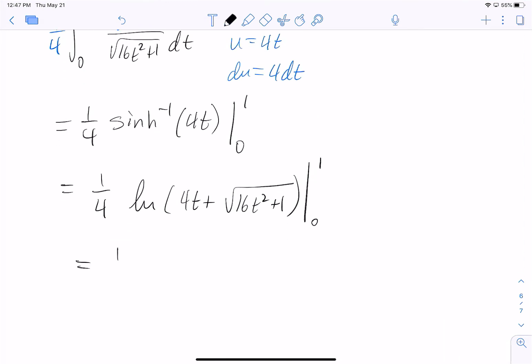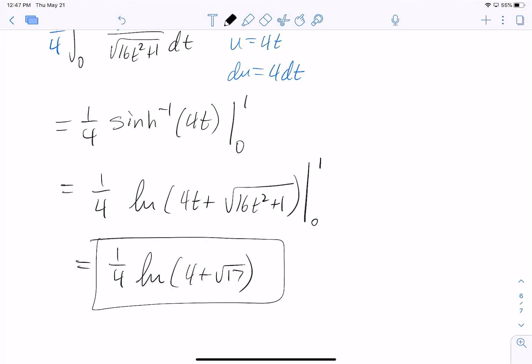You can confirm that our result will be 1/4 times the natural log of the quantity of 4 plus the square root of 17. You may want to pull that 1/4 as an exponent, make it a fourth root. If you want to do that, go right ahead. I'm happy with this form of an answer.